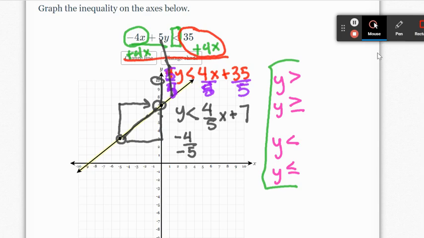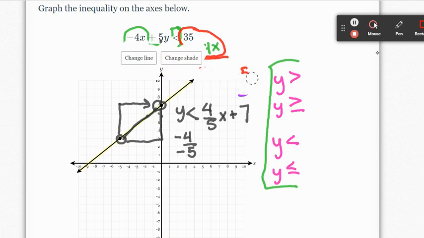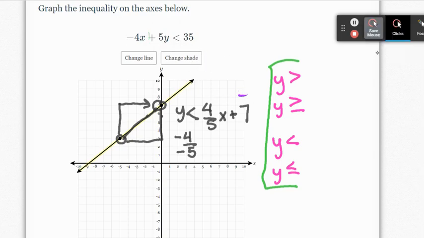Now the question is what's my shading supposed to do? Well, because this is the situation where we are less than, it is not equal. So I'm supposed to have this one right here, which was going to be a dashed line, and it's shaded below.